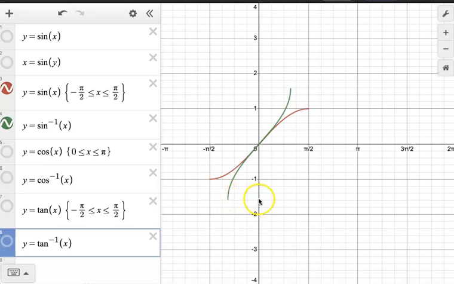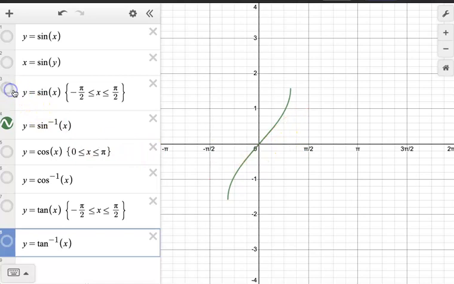So this is negative pi on 2 here, so what's that, about half of 3.14, and likewise up to the positive pi on 2 there. So the domain of the original function has become the range of the inverse, and likewise the range of the original function, which was -1 to +1, is now the domain of its inverse. So this is going from -1 up to +1 there.